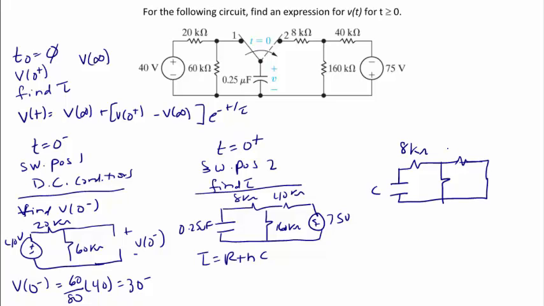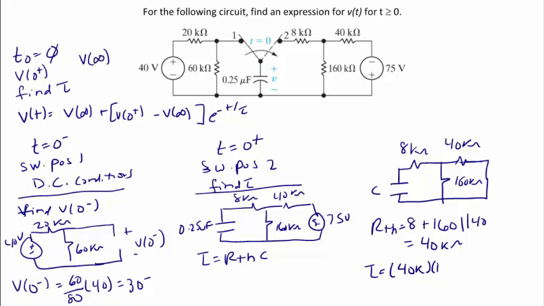So I have 8 kilo ohms, 40 kilo ohms, and 160 kilo ohms. So our Thevenin would be equal to 8 plus 160 in parallel with 40. So our Thevenin is equal to 40 kilo ohms, and tau is equal to 40K times 0.25 micro. So tau is equal to 10 milliseconds.